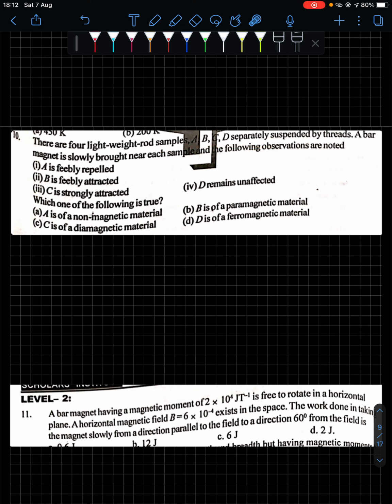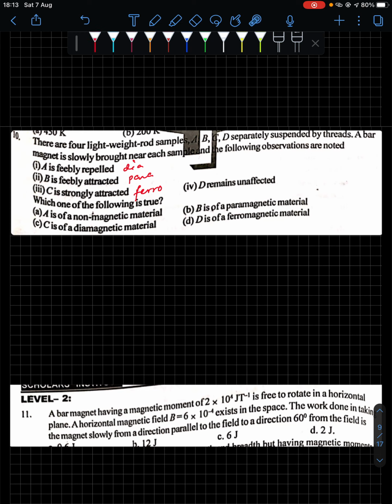Next question. So you are given 4 rod samples. Now you bring a magnet near these 4 samples. The first sample is feebly repelled, therefore feeble repulsion means this is diamagnetic, right? The second is feebly attracted, this is paramagnetic. C is strongly attracted, this is ferro. And D remains unaffected, that means when you bring a magnet, it will be a non-magnetic substance entirely.